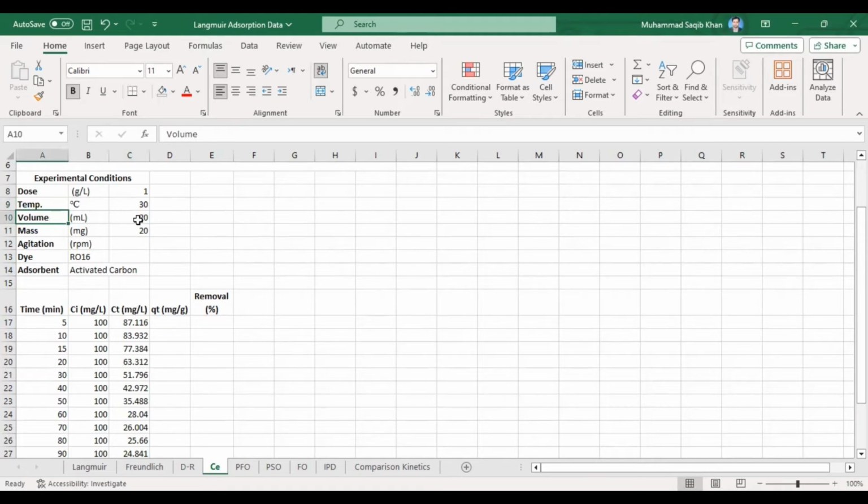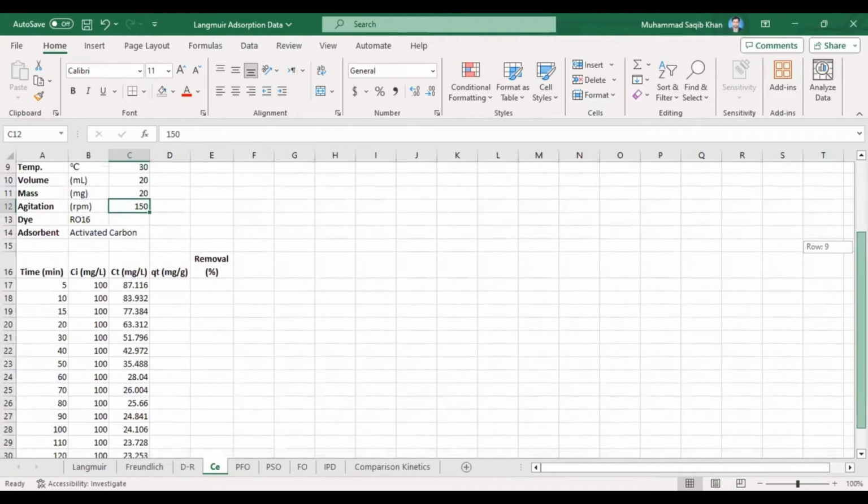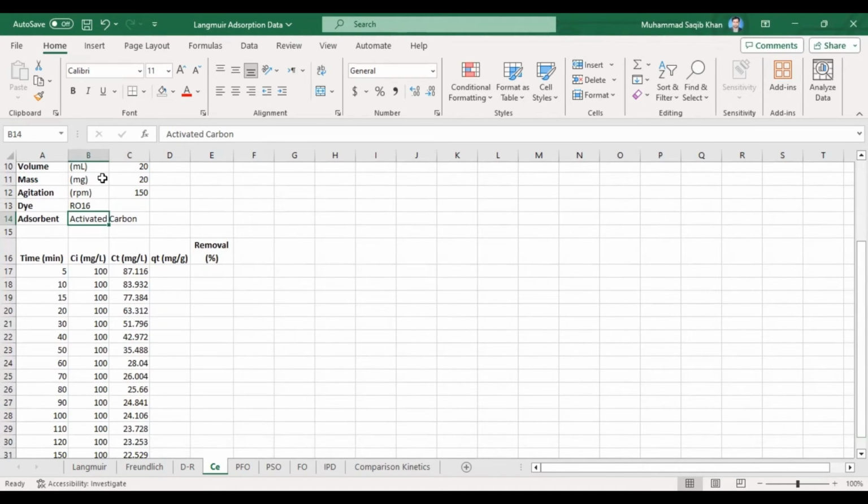The volume which we used for the experiment was 20 ml with a mass of 20 milligram, and agitation was around 150 rpm, revolutions per minute. The adsorbent which we used was activated carbon, which was activated with H3PO4. So we did the experiment.